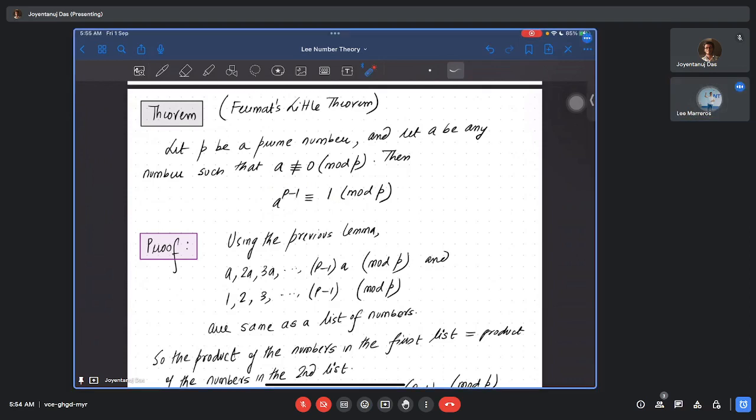Okay, so the proof of Wilson's theorem we will see in the next class, because it will take some time.